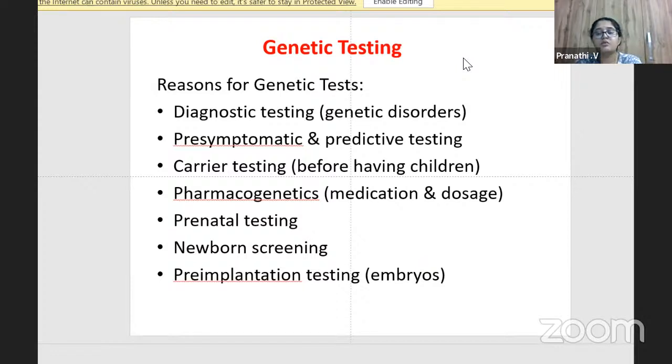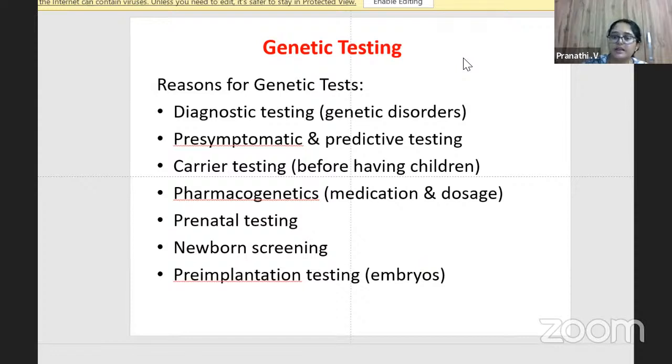So one of them is your Rh negative and positive. If it is an Rh negative father and an Rh positive mother, the first baby might survive, but the second, third, and fourth issues are not going to survive. And you have to see that the mother takes exclusive care so that you do not have any kind of miscarriage. Carrier testing before having children, yes, you can get genetic counseling done.